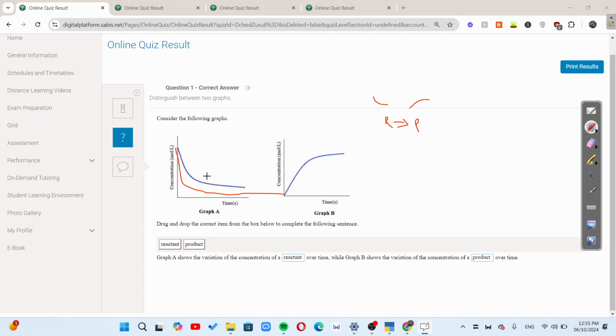So that's why they're opposite. They're flipped. They're the inverse of each other. So whenever reactants is decreasing, products is increasing. So that's what the question is telling you, that the concentration of reactants over time decreases while the variation of the products increases. So whenever you have two graphs and your only options are reactants and products, one going down is reactants, one going up is products. Okay, so next question.